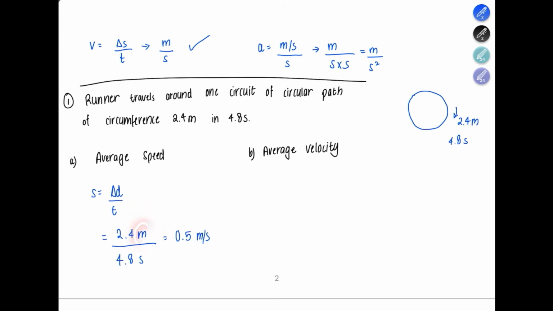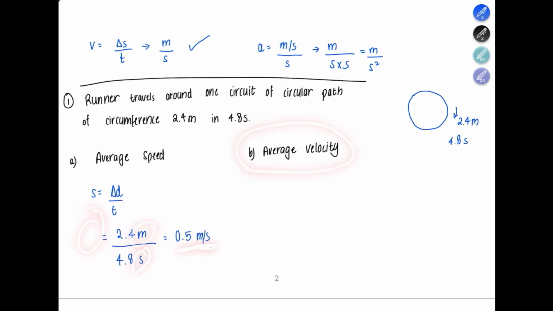Now in the book it says it's a good idea to write your units along with it, so you can see that your final answer is correct. And in some questions you might be asked to identify the unit of an unknown quantity. So this will help you to know the units of the quantity that you're trying to find.